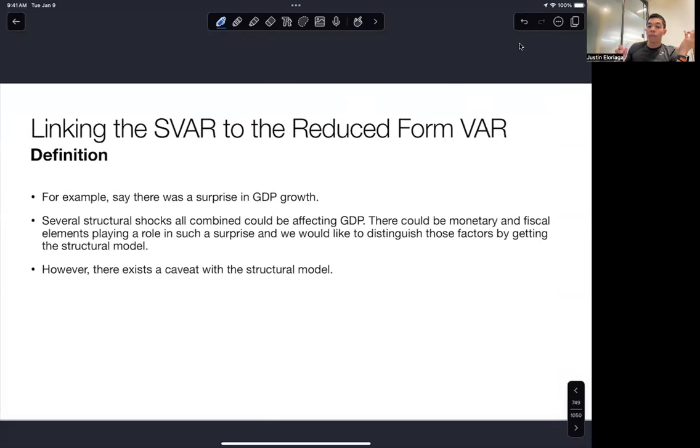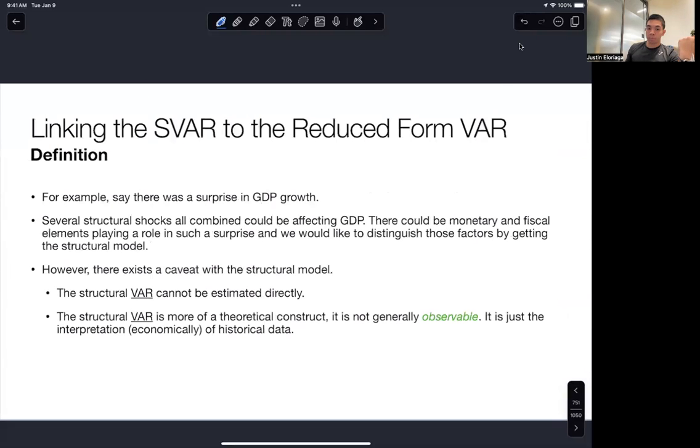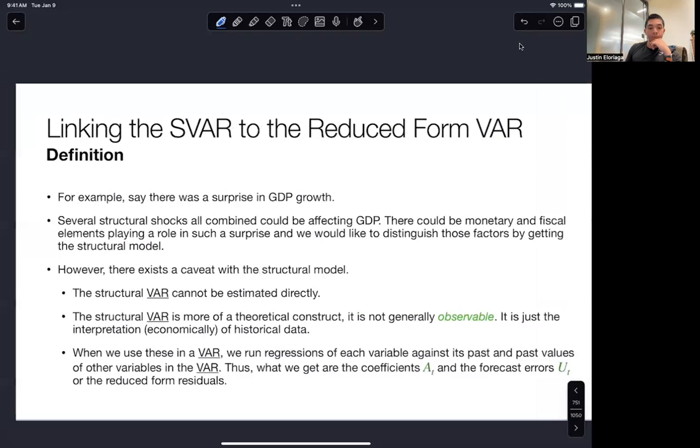However, this is not perfect. There are caveats to this. The structural VAR cannot be estimated directly because you need to impose restrictions. As I mentioned before, it's a theoretical construct because you have to impose theoretical restrictions. It's not generally observable. It's just the interpretation of economically, historically available data. So what we believe to be true, we impose in the structural VAR, and we run the VAR as is.